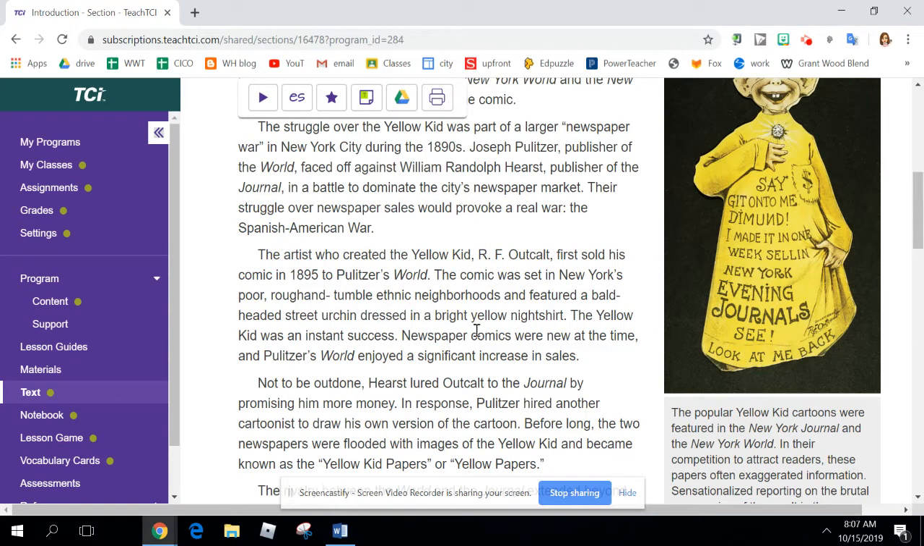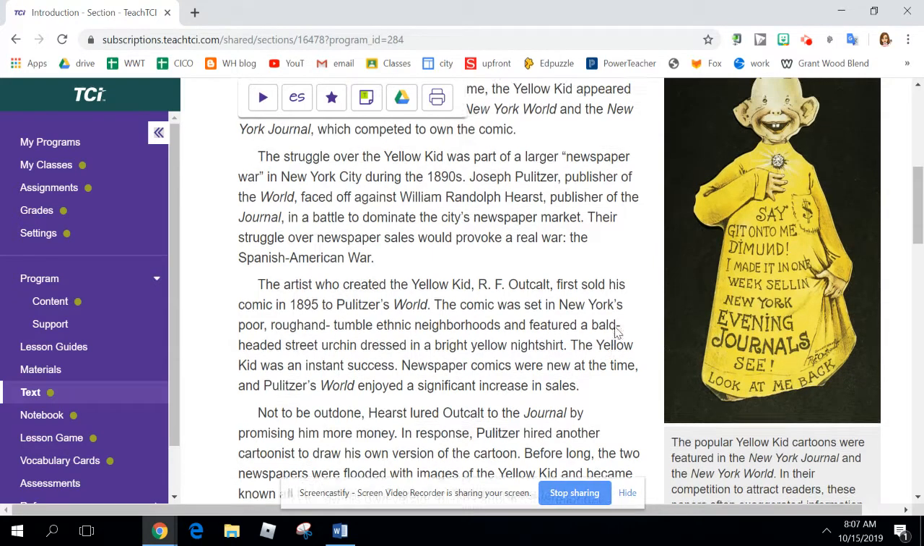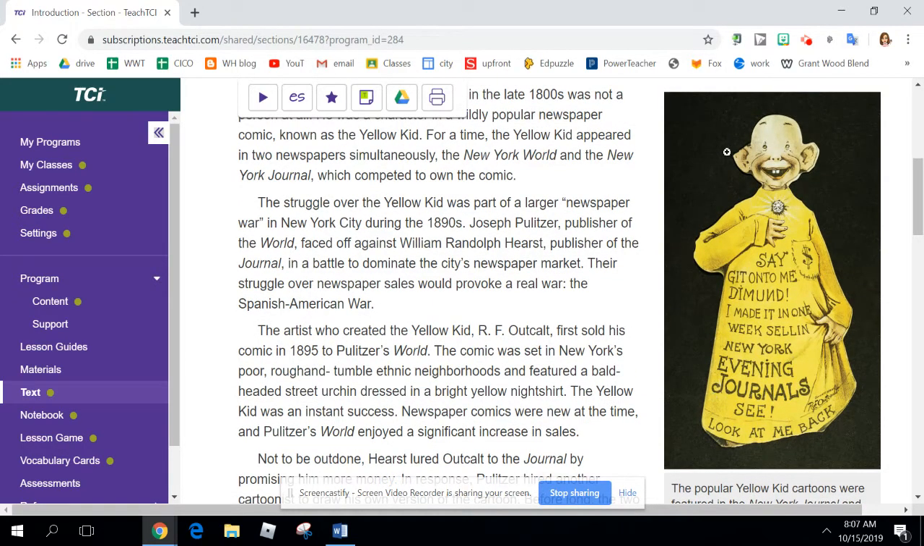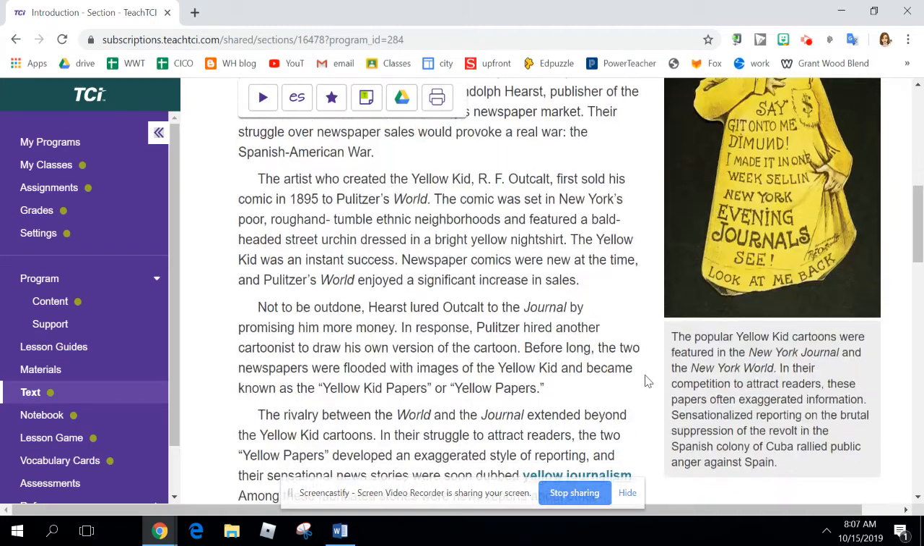So yesterday when I was reading through your answers to your pre-chapter search, a lot of you guys mentioned different comics that are popular today. I saw a lot of you wrote Garfield down. A few of you guys did Calvin and Hobbes. I saw a couple of people have the Avengers, but at this time period, this was kind of the famous character, this kid over here. So let's see what else they're going to say about him.